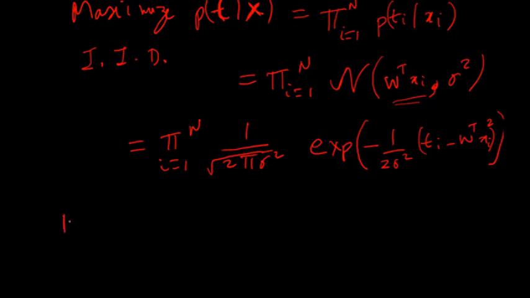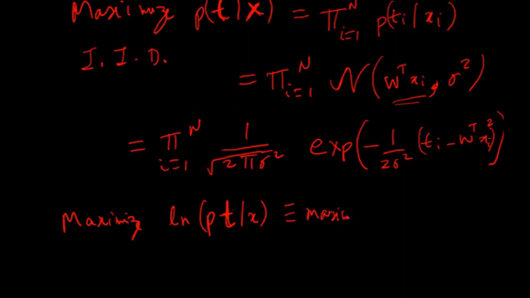So instead of this, I will maximize the log probability of P of t, where T is a vector, given x. Because of that, let me neglect all the constants. So basically it will be equivalent to maximizing the sum over i equal to 1 to n, with a negative sign, of ti minus w transpose xi, whole square.